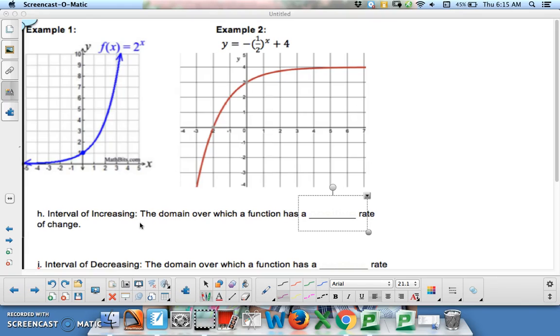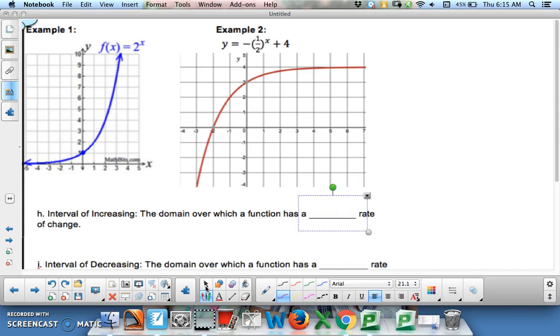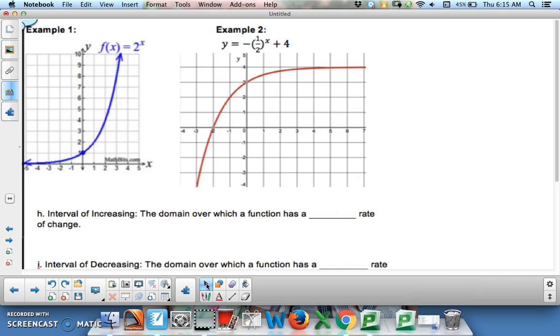Interval of increasing is the domain over which a function has a positive rate of change. The interval of decreasing is the domain over which a function has a negative rate of change. Put simply, if you look at a graph and as you read from left to right, it is climbing higher, it is going up, then that is considered increasing.